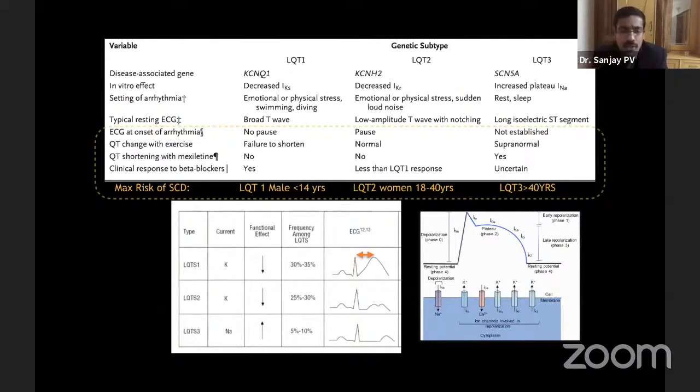So you have a very broad T-wave. Whereas in long QT2, IKR is responsible for the latter half of the T-wave, so you have a bifid T-wave. And in fact, when you measure from the peak of the first T to the end of the T-wave, more than 100 milliseconds is a risk marker for sudden cardiac death. And in long QT3, you have a long isoelectric line followed by the T-wave.